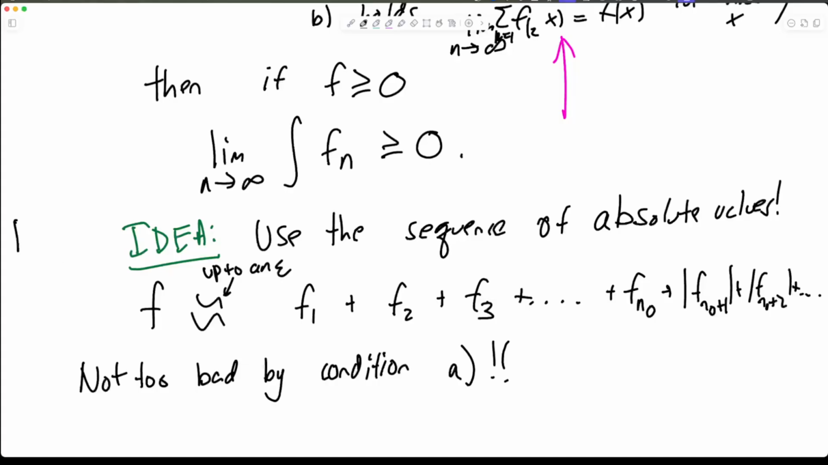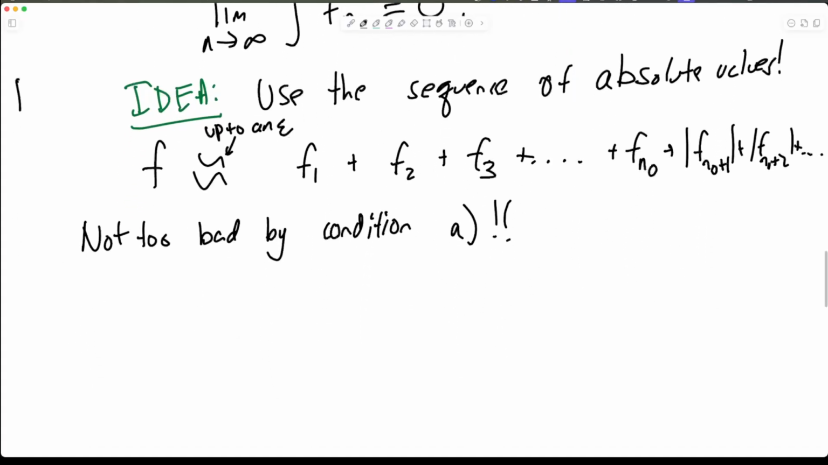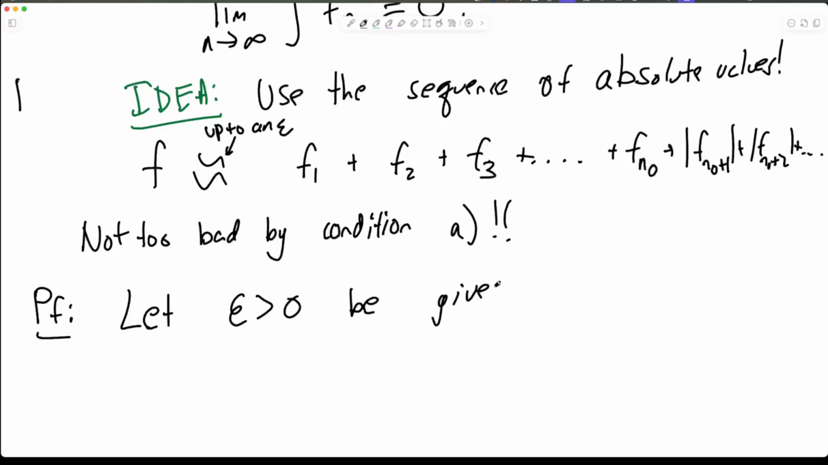So that proof, as all good proofs do, starts with: let epsilon greater than 0 be given. And what we are going to do is start by choosing an n naught so that this approximation is quite good. So in our approximation, we want all the stuff that we add at the end to be pretty, pretty small so that it doesn't really affect this thing. F is equal to the sum of the f's, and if we replace f's with absolute values, it won't matter much if those things are very small.